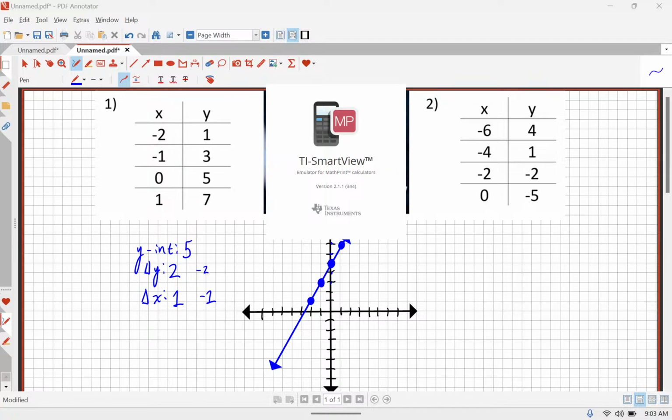TI SmartView emulator, math print calculators. Version 2.1.1. Texas Instruments. TI SmartView emulator software for the TI-30X/TI-34 MultiView calculators, Texas Instruments, validating software license.